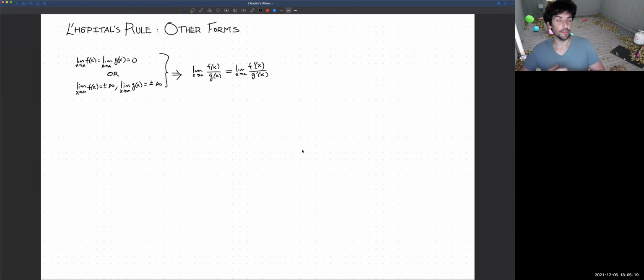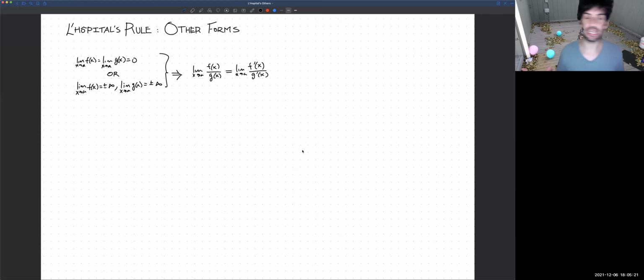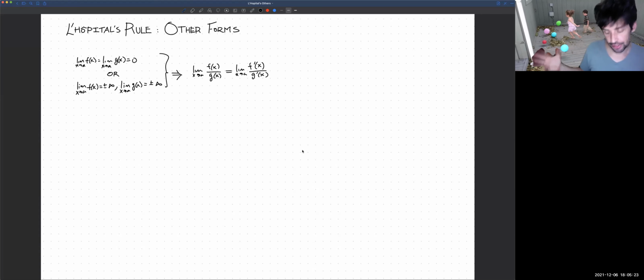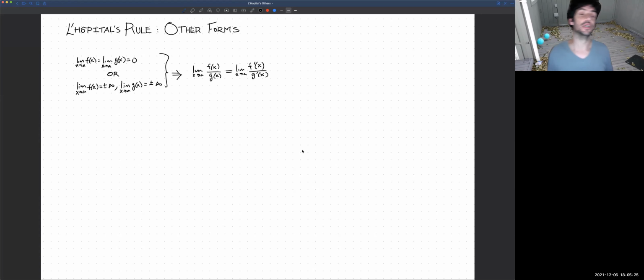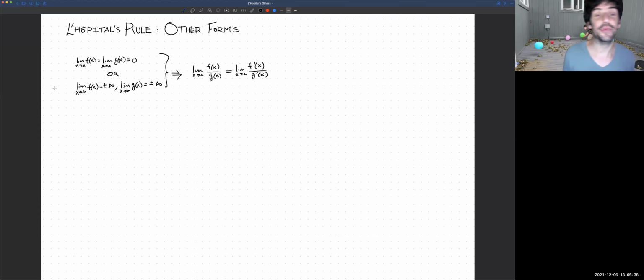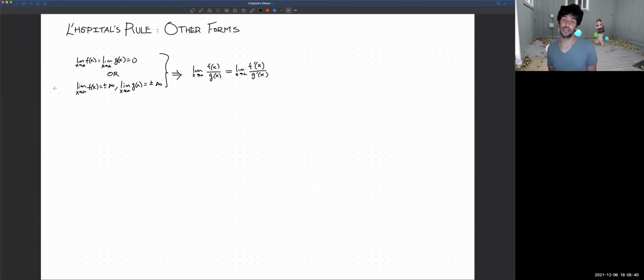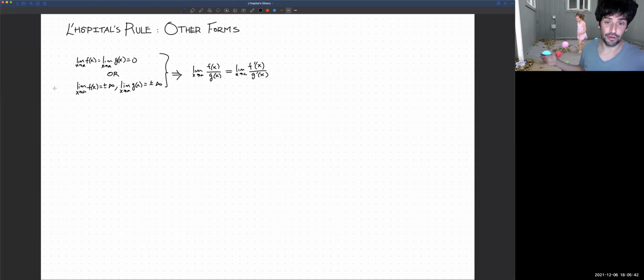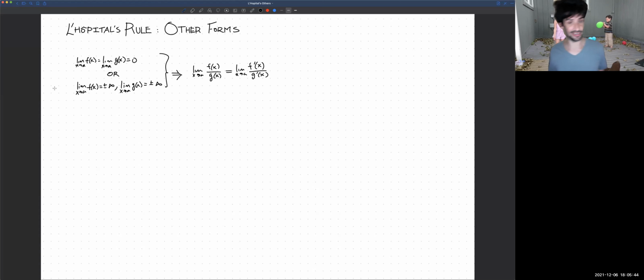Hey everyone. So we looked at the two main forms, really the only two forms of L'Hopital's rule. When we've got the limit of a quotient of functions, if both functions go to zero or both functions go to plus or minus infinity, doesn't matter, then we can take the limit of their quotient by taking the limit of the quotient of their derivatives. And sometimes this is easier to do or possible to do, right?